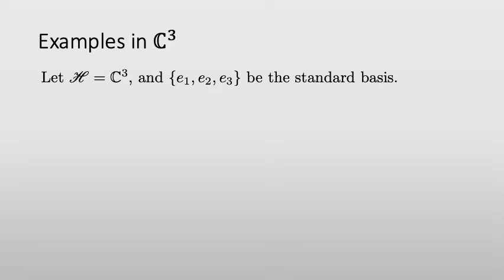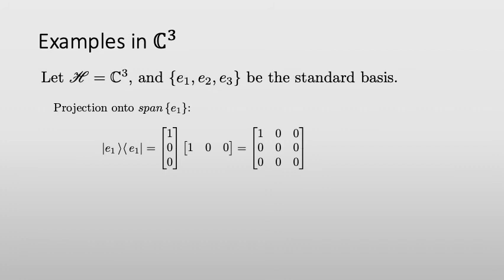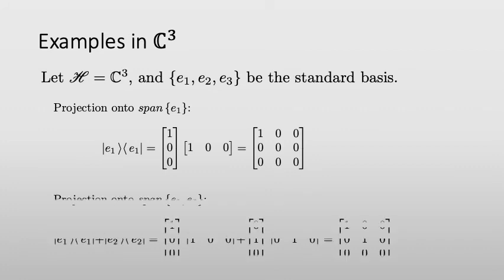If the space is three-dimensional, and we use the standard basis, then the projection onto the span of e1 is the ket-bra of e1. Similarly, you can find the projection onto the two-dimensional subspace spanned by e1 and e2. In general, the sum of two projections is not a projection. It is true when the product of such two projections is 0.